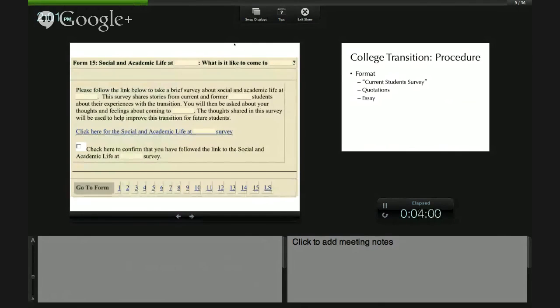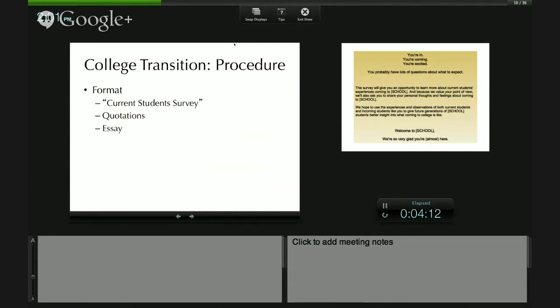And so this was Form 15. Go ahead and follow the link. As soon as students followed the link, they ended up at a Qualtrics survey that was our intervention. And what the students then saw was results from what we call the current student survey, which shared information about what past students had said the transition to college was like. Then they saw quotations that elaborated on the main findings of the survey.